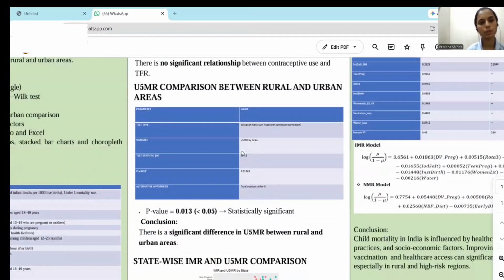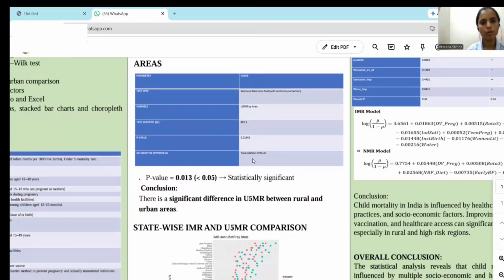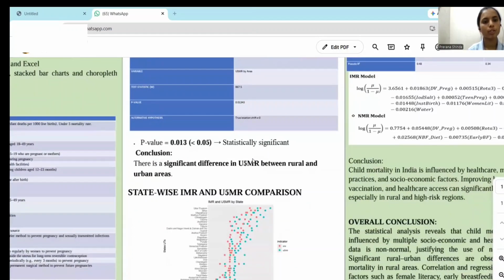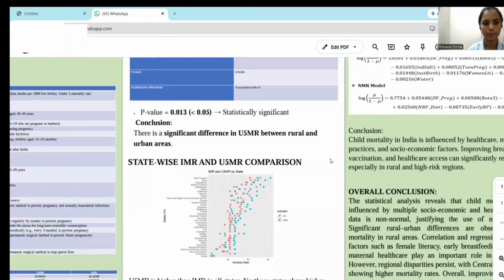the total fertility rate. It is slightly less on the rural fertility rate. Next, for the next objective, we have to compare between rural and urban areas using the nutrition types and tests, that is the Mann-Whitney U test. So here we take the variable under 5 mortality rate. Our test statistic value is 7.5 and the P value is 0.01343. Here the P value is less than 0.05, which is statistically significant. We conclude that there is a difference in under 5 mortality rate between rural and urban areas.